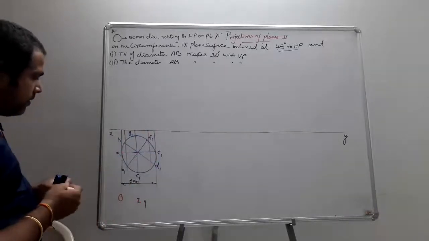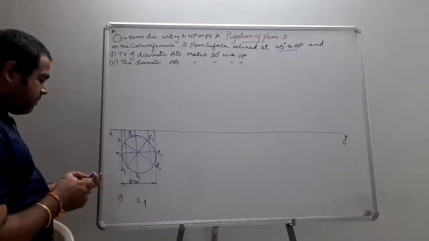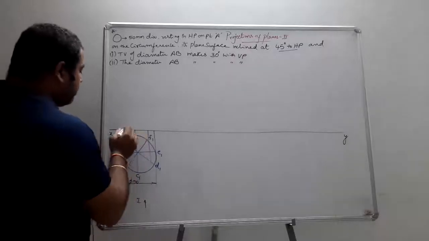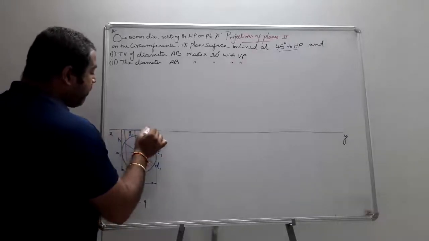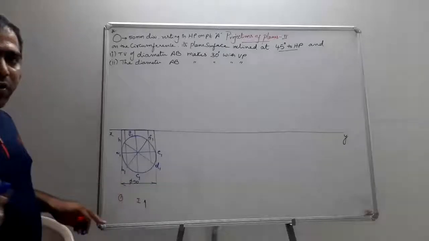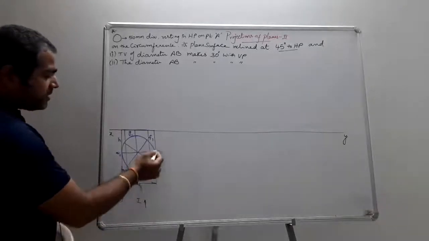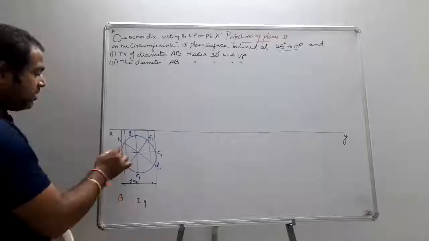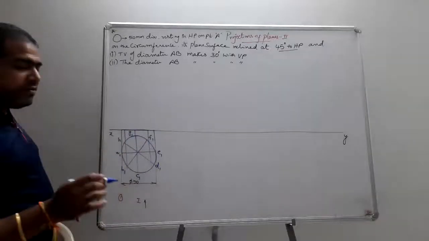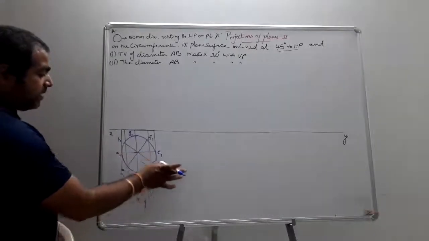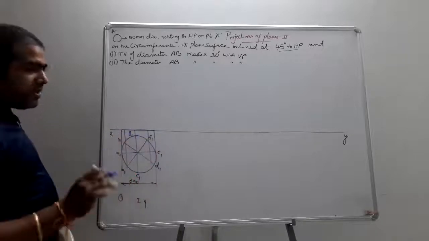Now let us join all the points and tell me the visible points. What are the visible points? The bottom semicircle is going to be completely visible. The top semicircle is going to be invisible. So A, B, C, D are visible. F, G, H are invisible.